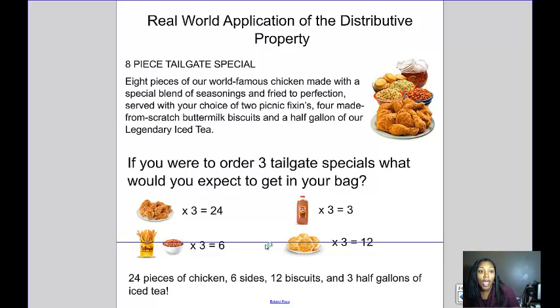So basically you took every item in the tailgate special and multiplied it by 3. So we took the 3 and we distributed it to everything in the tailgate special. Well, that would be the distributive property.